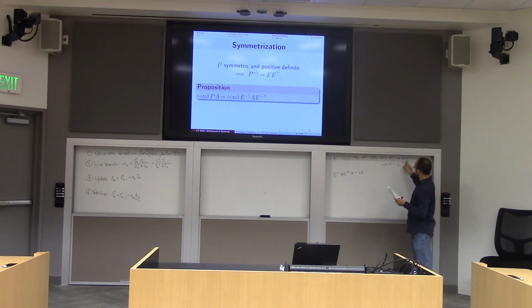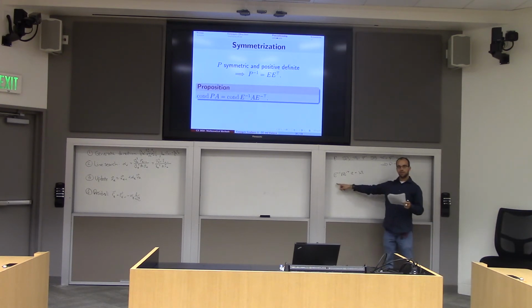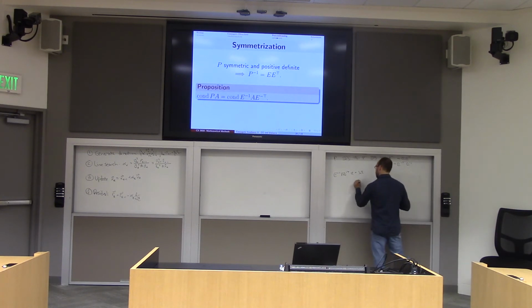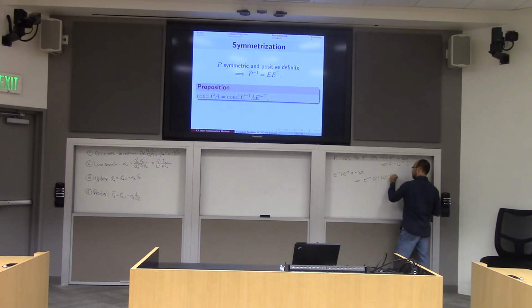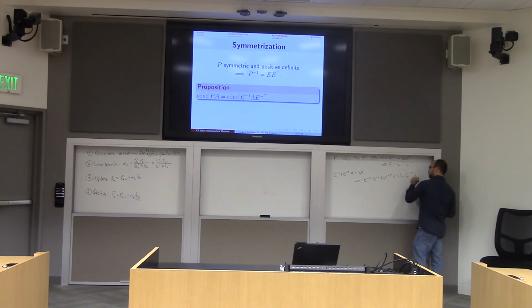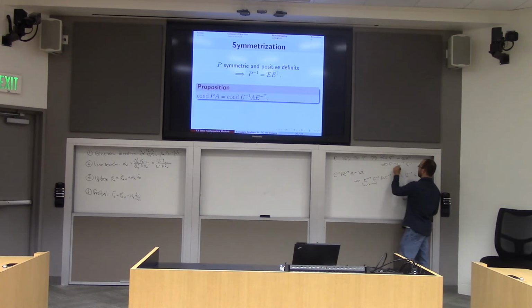Well, we know that P is equal to E to the minus transpose, E to the minus 1. So how could we get a P out of this? We could multiply both sides by E to the minus transpose. So this implies E to the minus 1 A E to the minus transpose x is equal to lambda E to the minus transpose x. Assuming that I did it right, this is just P.